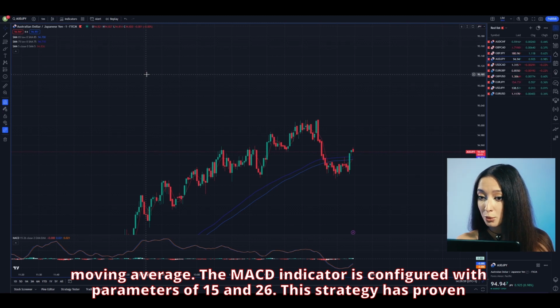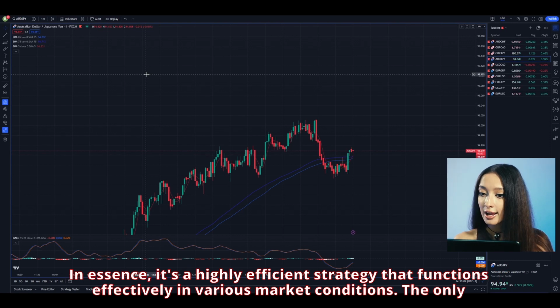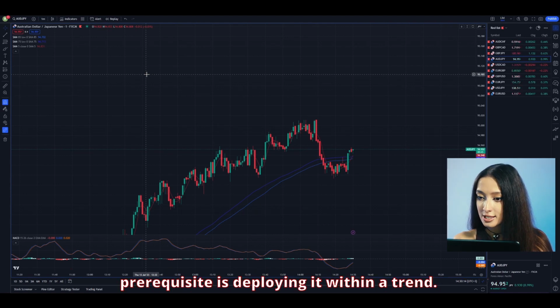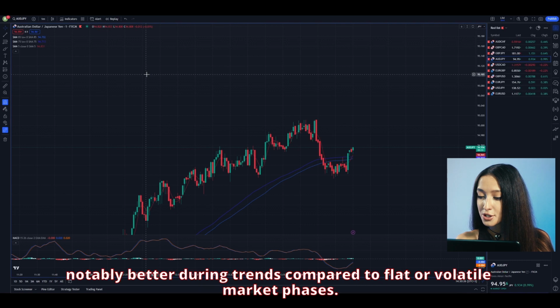This strategy has proven effective for me when applied to a 1-minute time frame with a 3-candle expiration period. In essence, it's a highly versatile strategy that functions effectively in various market conditions. The only prerequisite is deploying it within a trend. In this instance, we're experiencing an upward trend, so I'm applying this strategy accordingly. It performs notably better during a trend compared to flat or volatile market phases.